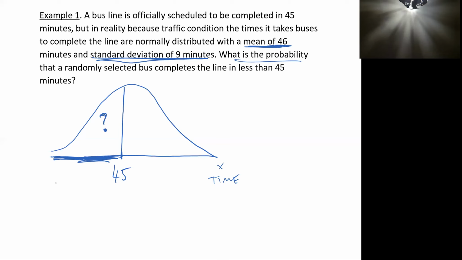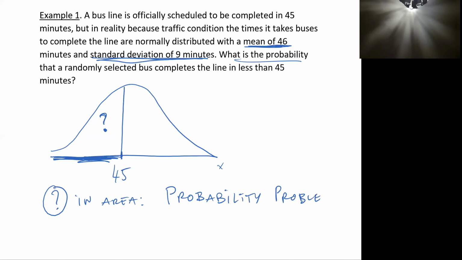And so here's the rule. Question mark in the area, it makes it a probability problem. So after I draw the curve, I figure out that this is a probability problem. That means I'm going to use normal CDF on TI or NCD on Casio.